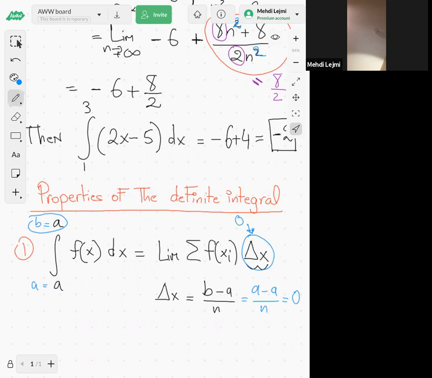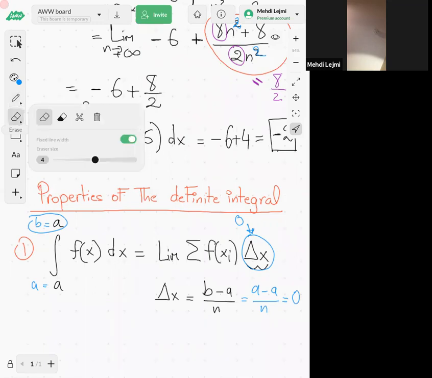So the length of the interval is just zero, right? What's the distance between a and a? Well, it's just zero. It's the same point. So if delta x is zero, then zero times f of xi, whatever, is zero. So the whole thing is going to be zero. So this integral of f of x from a to a is just zero.